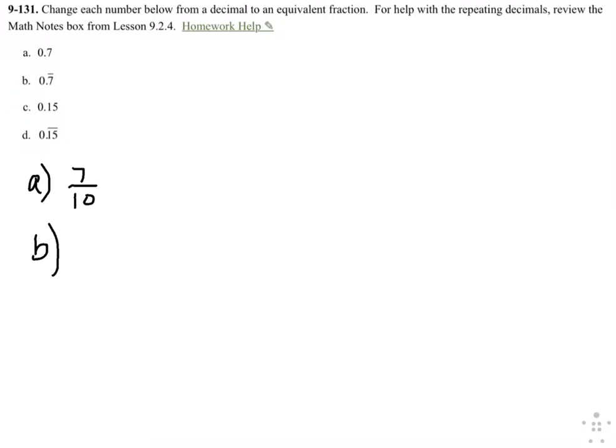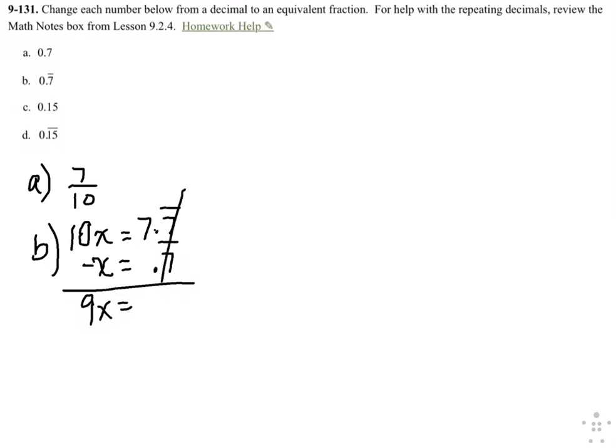For B, you should start to learn patterns, but if it shows how you would do it, you would go through our process, right? So we would say x equals 0.7 repeating. We would multiply by 10 because there's only one digit that's repeating. If there were two, we would multiply by 100, so 7.7 repeating, right? And now we subtract, and we get 9x equals, now these cancel, right? So 7, and we divide by 9, and we get x equals 7/9. So we would say 7/9 is the fraction for 0.7 repeating.